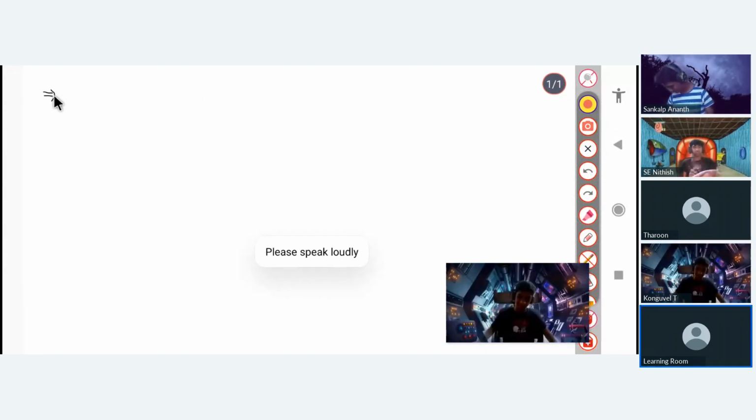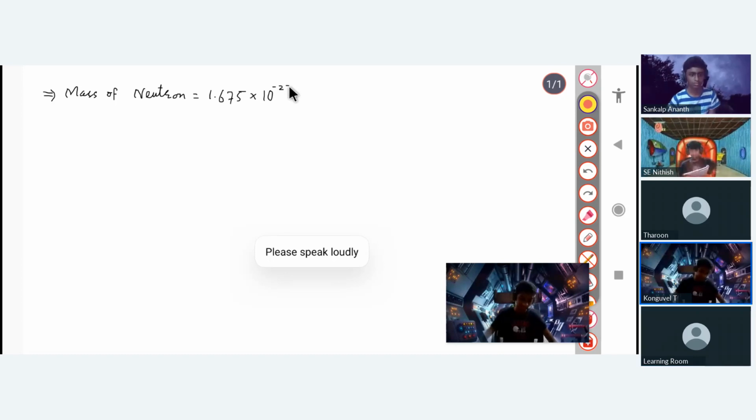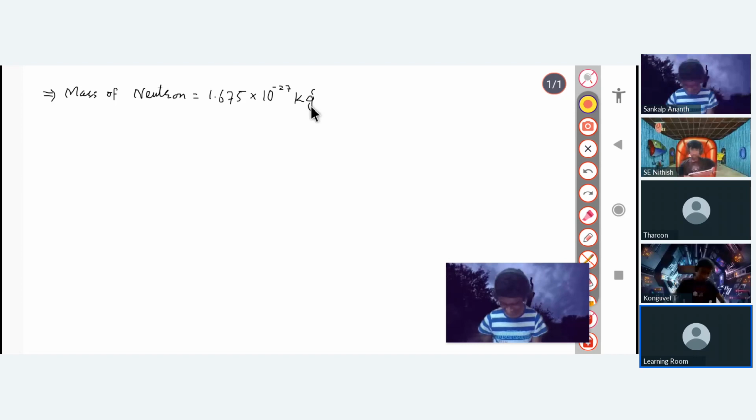Okay, now I will write it here. What is the mass of neutron? So the mass of neutron, you will remember, is nearly same as that of proton, but slightly greater. So it is actually 1.675 into 10 to the power of negative 27 kg.